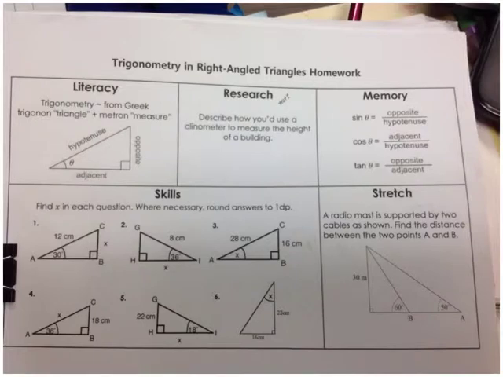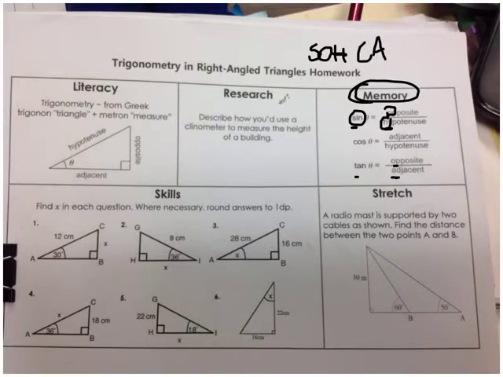Up here, if you look at your paper where it says memory right here, this is SOHCAHTOA. Sine, there's the S, is opposite over hypotenuse. We've talked about tangent down here being opposite over adjacent, but we're working on the other two today, sine and cosine. So sine is S, opposite O over hypotenuse H. That's why it's SOH. And then CAH stands for the cosine down here, is the adjacent side over the hypotenuse. So that's the A-H, and so SOHCAHTOA.